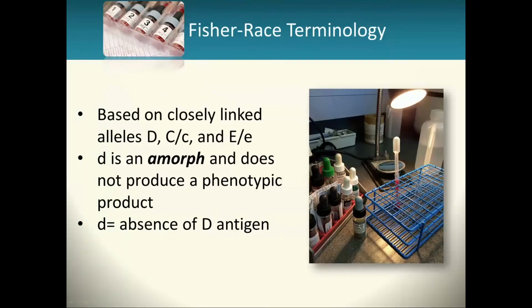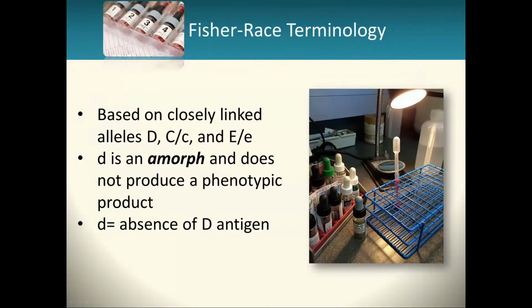The Fisher-Rhees terminology is based on the theory of 3 closely linked sets of alleles: D, big C and little c, and big E and little e. And it's important to make a note here that the lowercase d is an amorph and does not produce a phenotypic product, where the lowercase c and e are actual antigens that can be expressed on the red cell. So little d will simply denote the absence of the D antigen. Because the Rhce genes are codominant, each inherited gene expresses its corresponding antigen on the red cell.